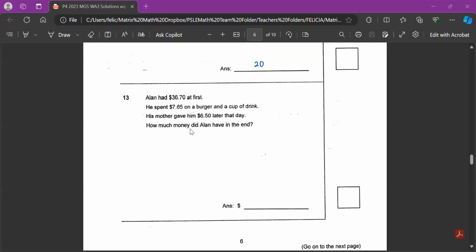Okay, so this question actually is pretty straightforward. It's actually just working forward with the values that are given here. All right, so what he had at first is 36.70 and he spends money on food. So you can actually go on to find out how much he's left with after buying the food. Okay, so after buying food, 36.70, you simply minus $7.65.